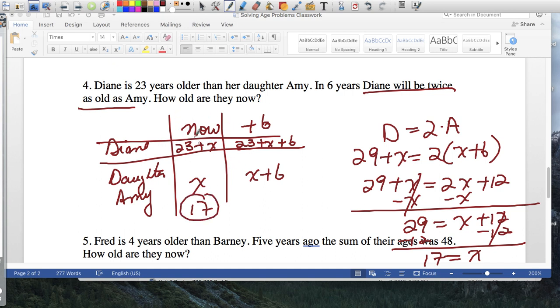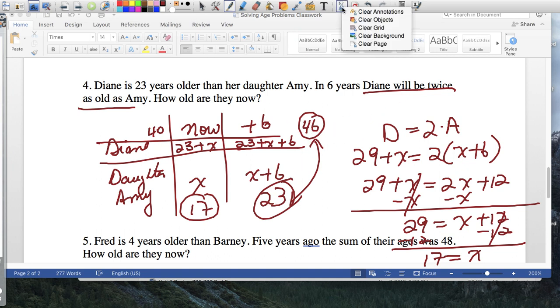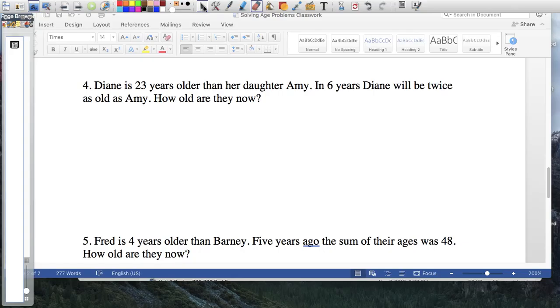Diane is 23 plus x, which is 23 plus 17. So Diane is 40. And 6 years from now, obviously Amy's going to be 17 plus 6. She's going to be 23. And Diane is going to be 23 plus 17, which is 40, plus 6. She's going to be 46. And again, just to double check, that in 6 years, Diane will be twice as old, and that is absolutely true. Okay.